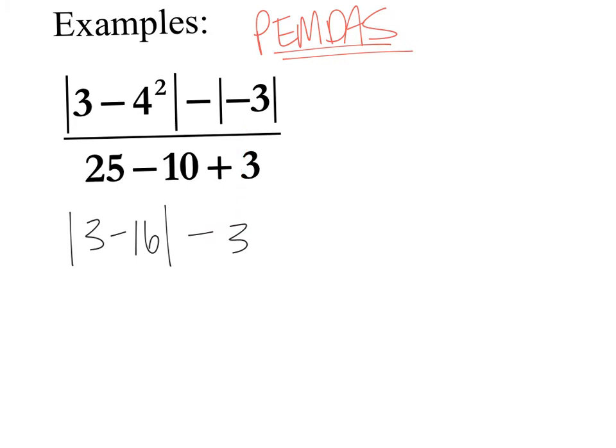And then I also have the denominator here. And the denominator is just addition and subtraction. You do that left to right. 25 minus 10 is 15 plus 3 is 18. So it's just left to right.